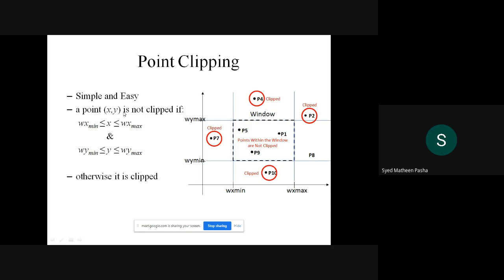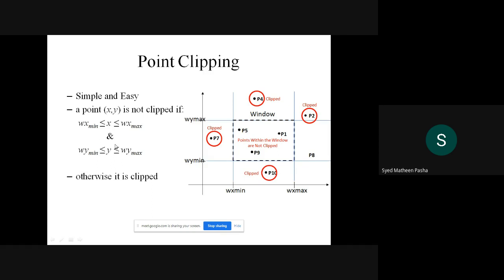If this condition is not met, I mean that particular point is not inside the window, those points should be eliminated. Those are not clipped if this condition is met. Otherwise, the points which are not necessary will be clipped.